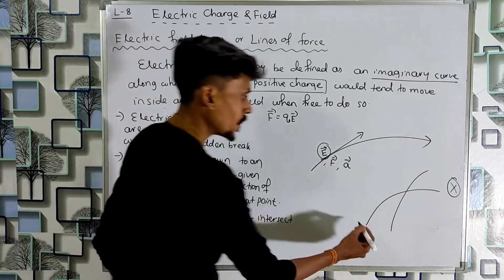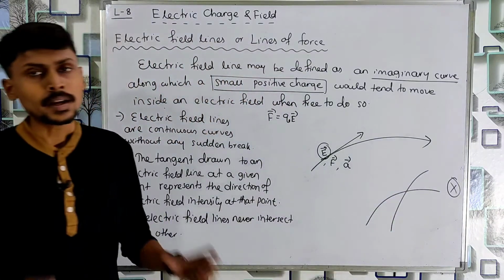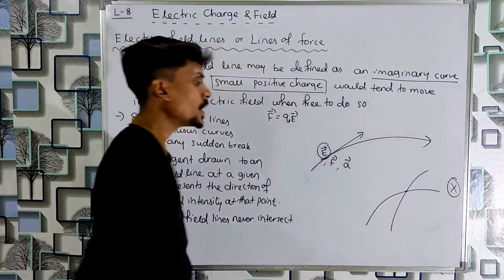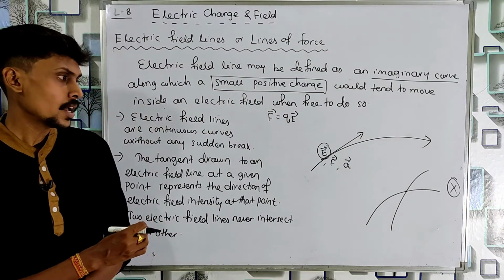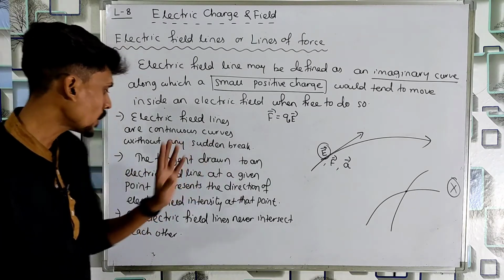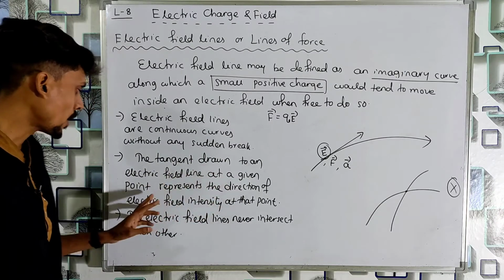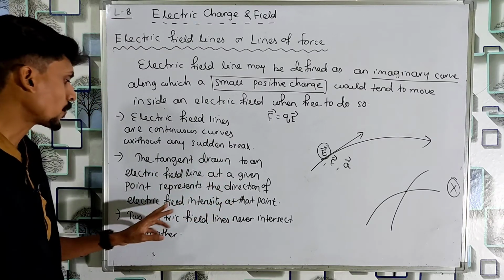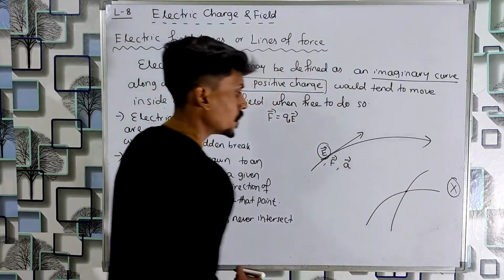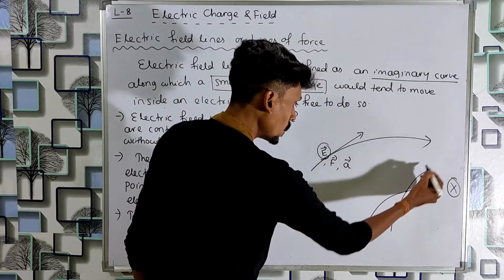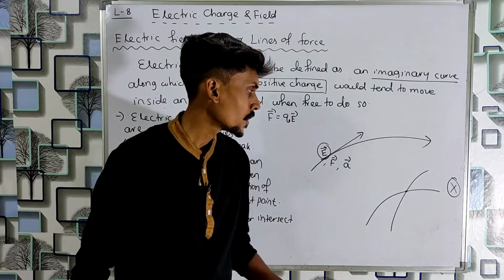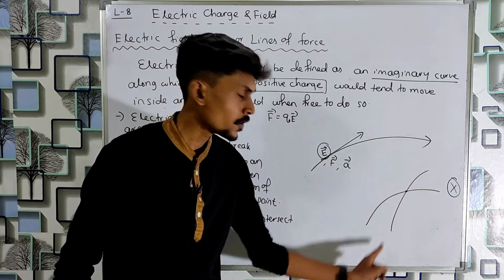Suppose the two field lines intersect. Then look at the point of intersection. Now the tangent drawn to an electric field line at a given point represents the direction of electric field intensity at that point. This point of intersection is common to both the electric field lines. This point lies on this field line and this point also lies on this field line.